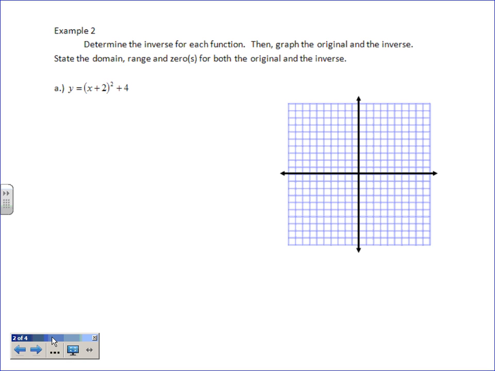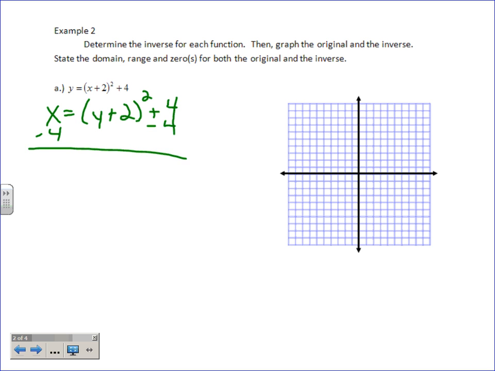There is a very tricky point, that perhaps you forgot something incredibly important. x equals y plus 2 squared plus 4. You got to get y by itself, so subtract 4. x minus 4 equals y plus 2 squared. Agreed?